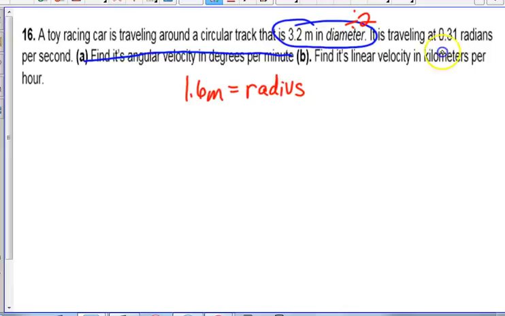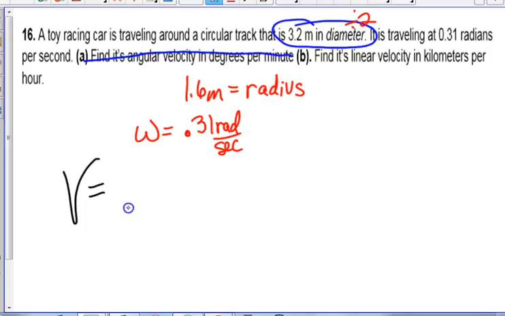Okay, 0.31 radians per second. I'm really excited because what kind of an answer is that? 0.31 radians per second. It is an angular velocity already, in radians per time, right? So how do we find the linear velocity? It's always one or the other. It's angular velocity times radius.